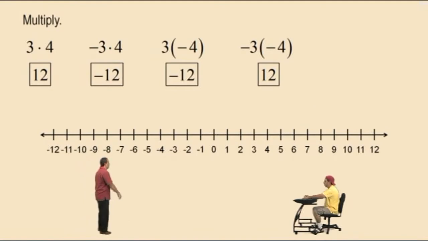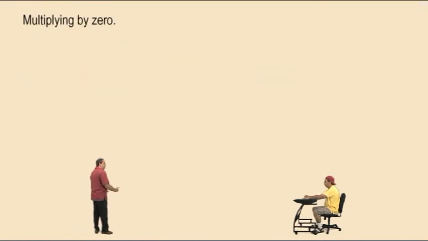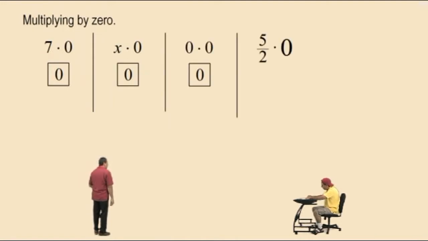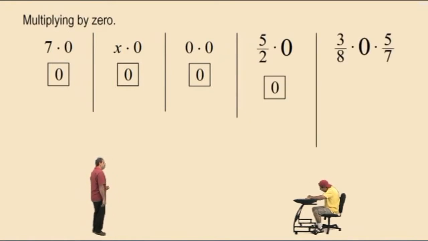All right, Charlie, now, what about multiplying by 0? Charlie, what happens? Get 0. That's right. Okay, so let's see. What's 7 times 0? 0. Okay, x times 0? 0. How about 0 times 0? 0. How about 5 halves times 0? 0. Okay, how about 3 eighths times 0 times 5 sevenths? 0. All right, that's because 3 eighths times 0 is 0, and 0 times 5 sevenths is 0, right, Charlie?